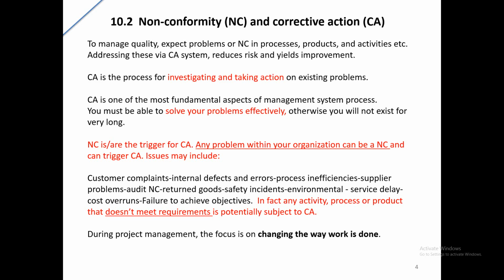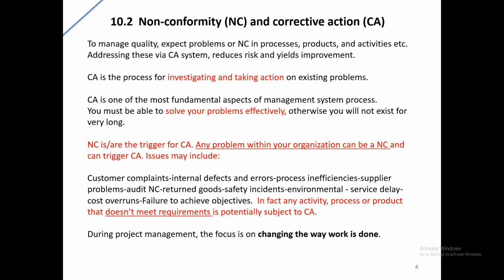Whenever we manage quality, you should expect problems, and you should expect non-conformity in the processes, in the products, activities, etc. So we need to address this by using the corrective action system, or CA system. By doing so, we reduce the risks and yield improvements. So these are actually the keywords here. We address non-conformity or problems by using the corrective action system. By doing so, we reduce risks and we yield improvements.